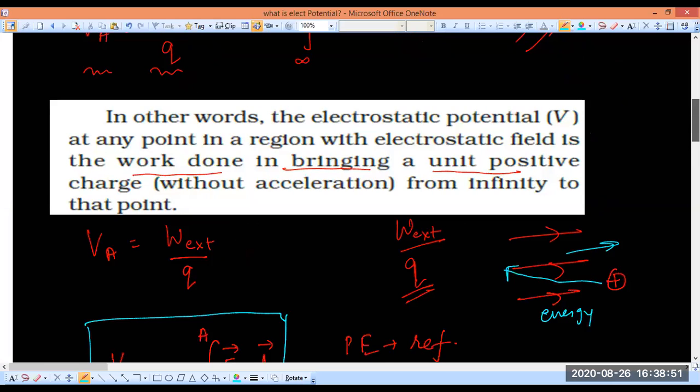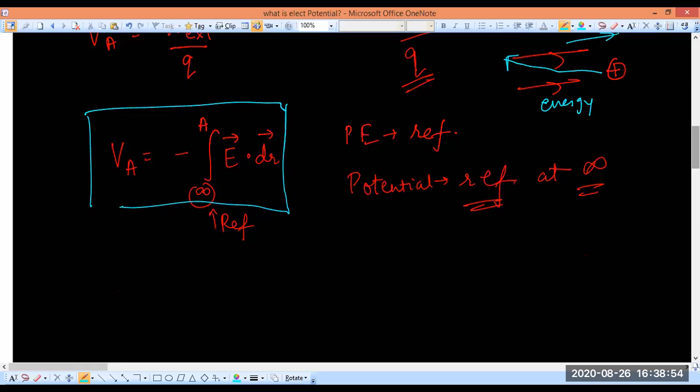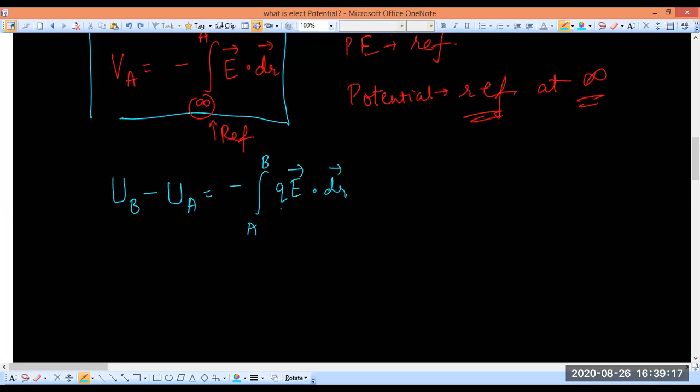So these are two important definitions. Now see, just like we wrote UB minus UA is equal to negative integral from A to B FE vector dot dr vector. Again, this is FE vector, right? Okay, we wrote like this. Just like this, I can also divide everything by Q. That is, I can take this Q and put it on that side in division. If I do that, I'll get UB by Q minus UA by Q is equal to negative integration A to B E vector dot dr vector.